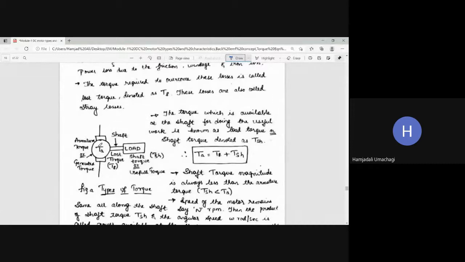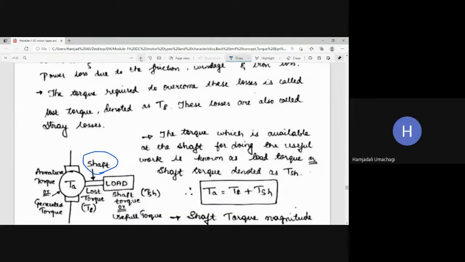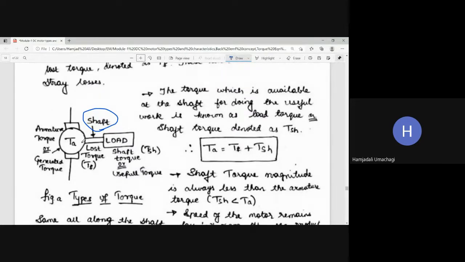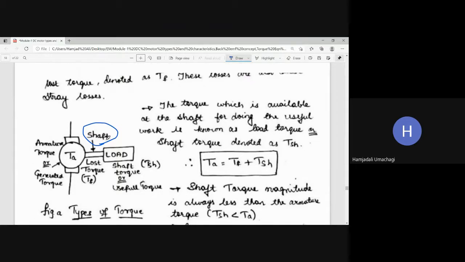In between that load and the armature torque, you are having what? What is this? Shaft, sir. It is shaft. So in between the generated torque or the armature torque and the load, this motor is coupled to the load via the shaft. But now see that whatever torque Ta value you have obtained in the armature, is it completely available to the load, or where is it getting wasted? That we can see here.